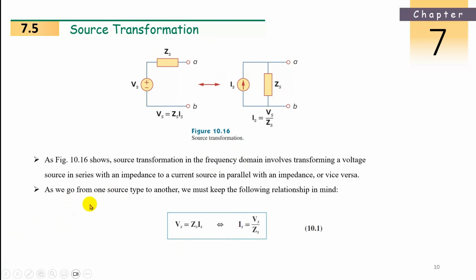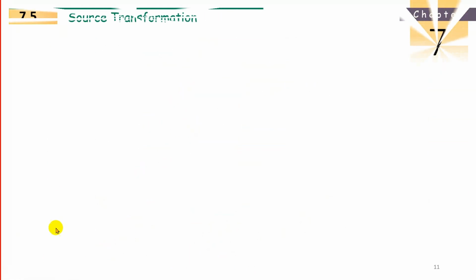Okay, we go from one source type to another. We must keep the following relationship in mind: Vs is equal to Zs times Is, and Is is equal to Vs by Zs. That's it. Now one example is there. Quickly we'll see, a very small one, not a big one.